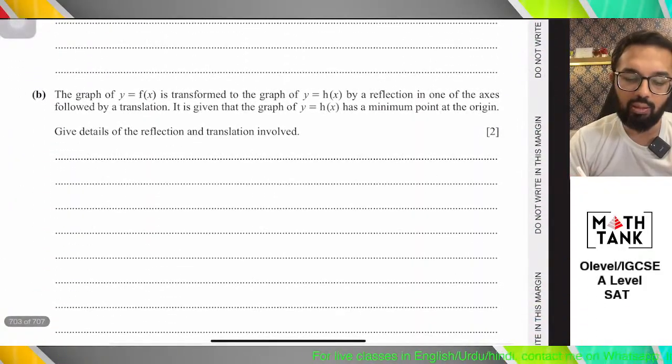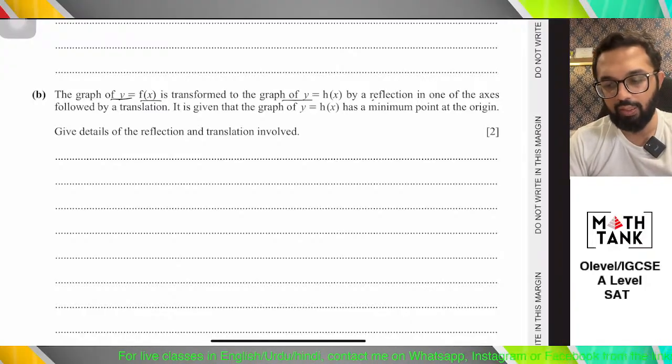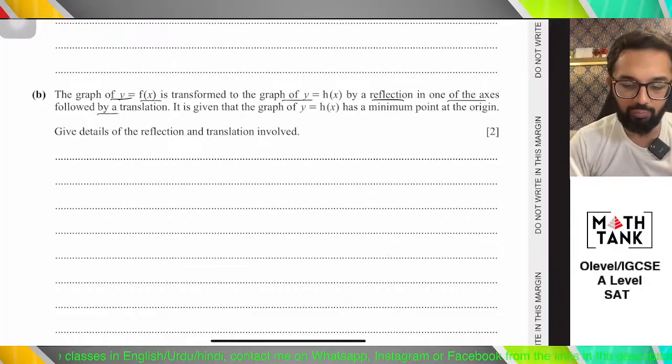Let's first do this. The graph of y equals f of x is transformed into the graph of y equals h of x by reflection in one of the axes followed by a translation.